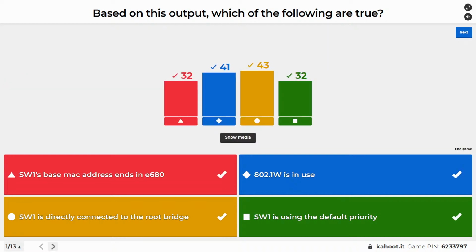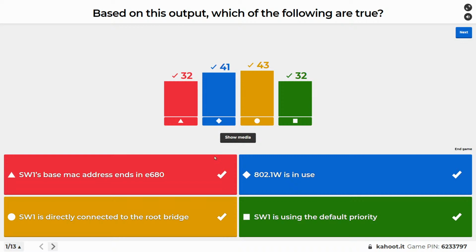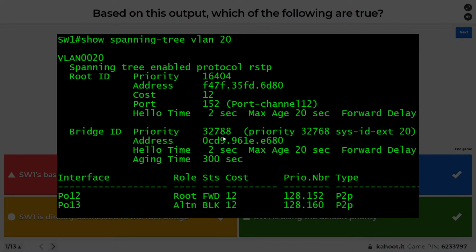All right, they're all true. I am recording this. I will edit this at some point and put it up live as well. Let's take a moment and see why the answers that they say are true. Switch 1's base MAC address ends in E680. And so if I get my, let me get out a pen real quick. A pen, that color will do. All right.